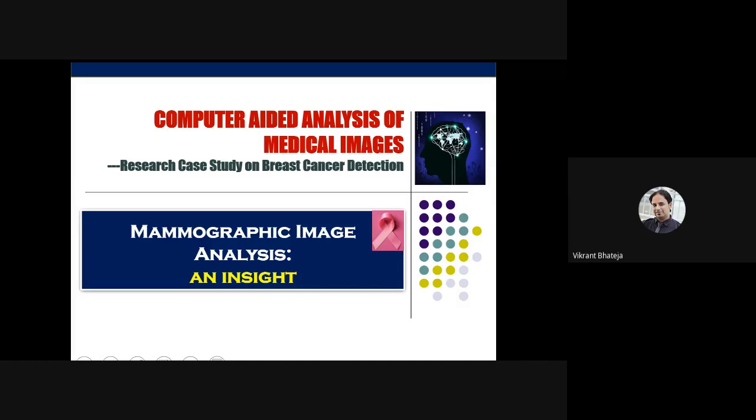So that was about the introduction to the CAD. Coming to the next module, that is your mammographic image analysis. So let's take an insight into it, learning some know-whats and how's about what is different about mammographic images, and how these images may be different from your conventional images, from your, say, medical images, or say other categories of X-ray images.